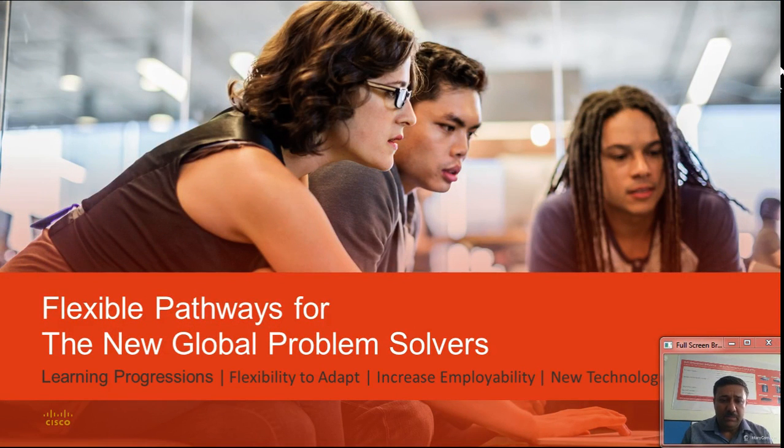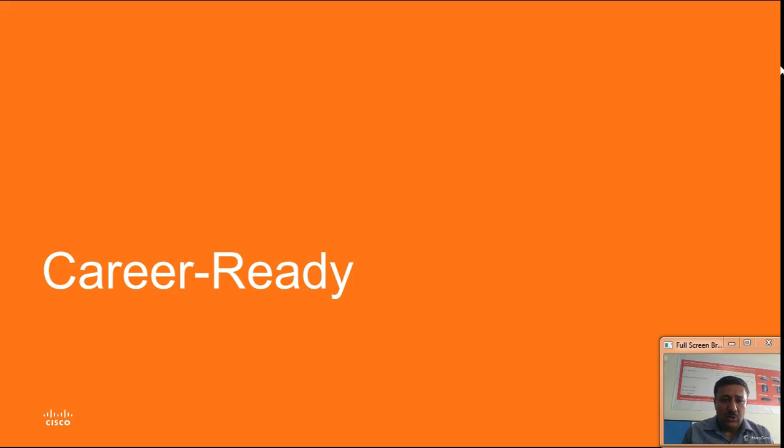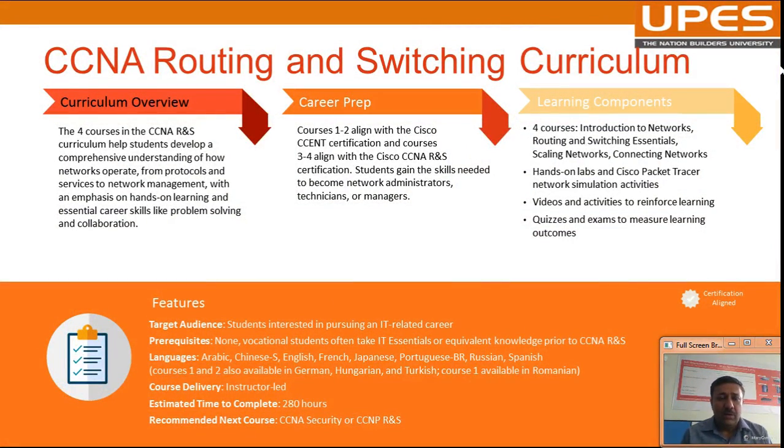So, a flexible pathway: Cisco is providing, under the BCA programs, the new global problem solvers. In our BCA programs, we introduced the CCNA Routing and Switching curriculum. The four courses in the CCNA Routing and Switching curriculum help students develop a comprehensive understanding of how a network operates, from protocols and services to network management, with emphasis on hands-on learning and essential career skills like problem solving and collaboration. So let's discuss each module one by one.